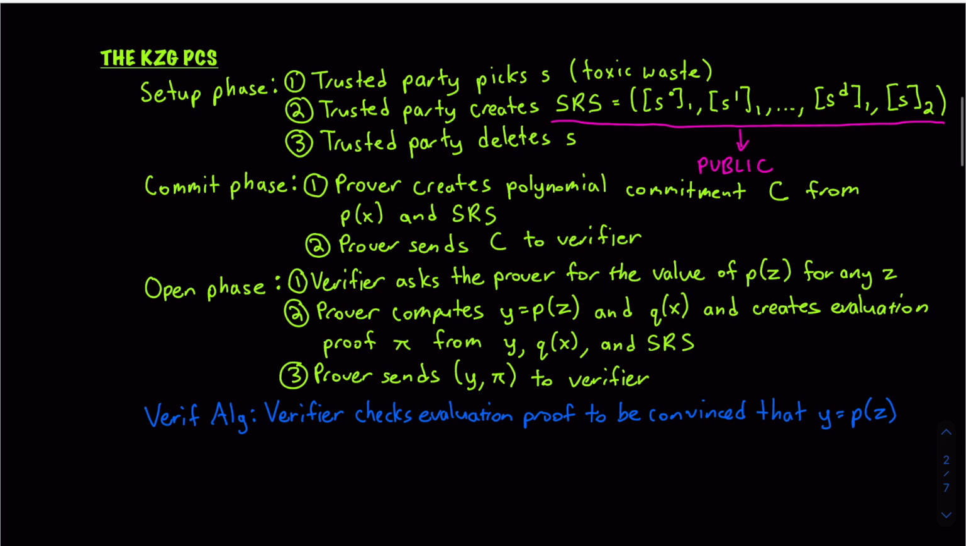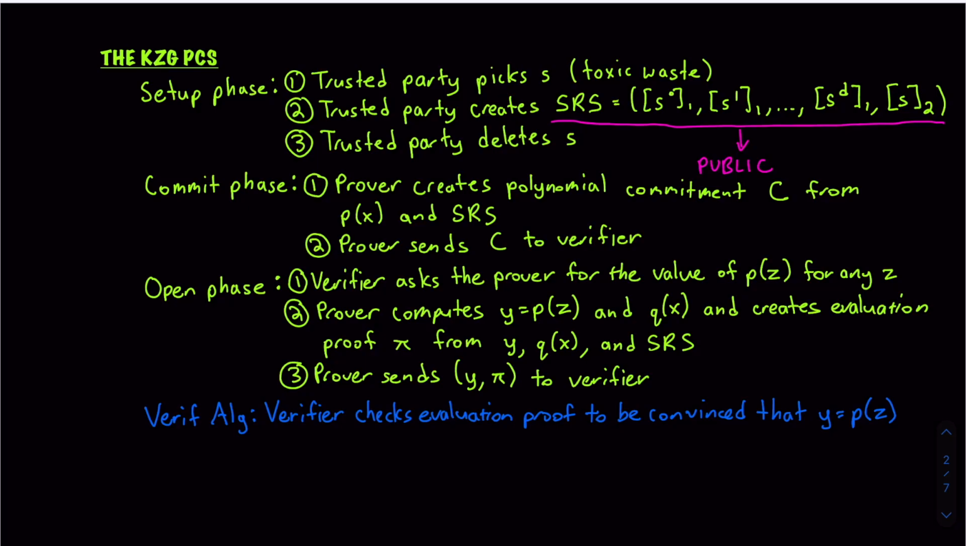Let's summarize what we have learned. The KZG PCS has 3 phases: setup, commit, and open. During the setup phase, the trusted party chooses a random S, creates the SRS, and then deletes S. During the commit phase, the prover takes their polynomial p of x, and using the SRS, creates the commitment C and sends it to the verifier.